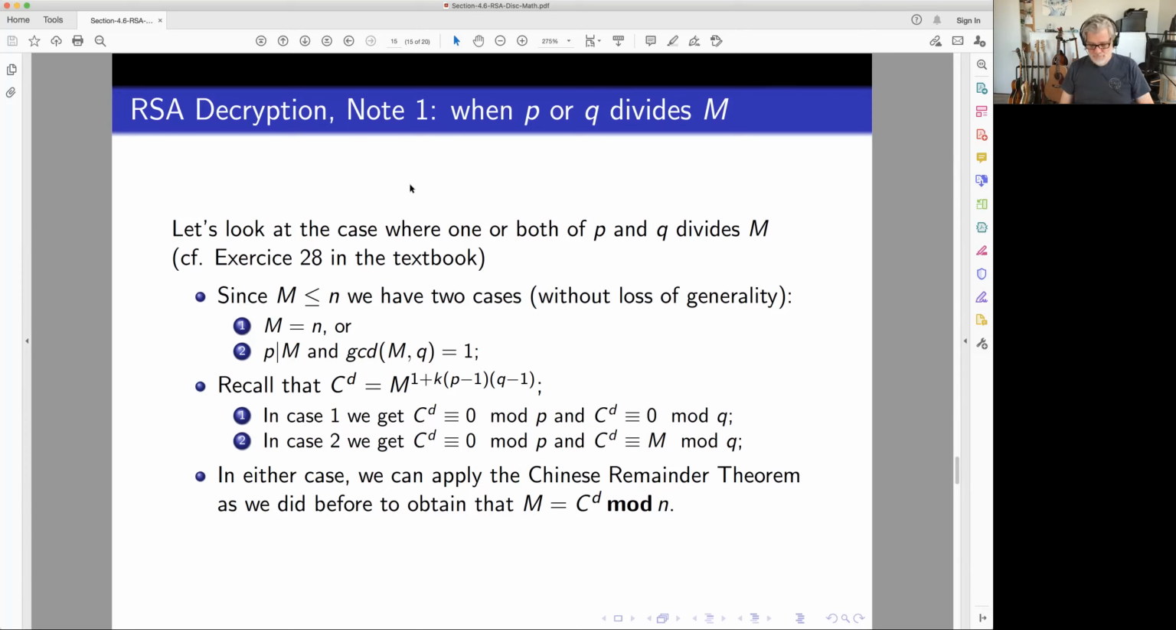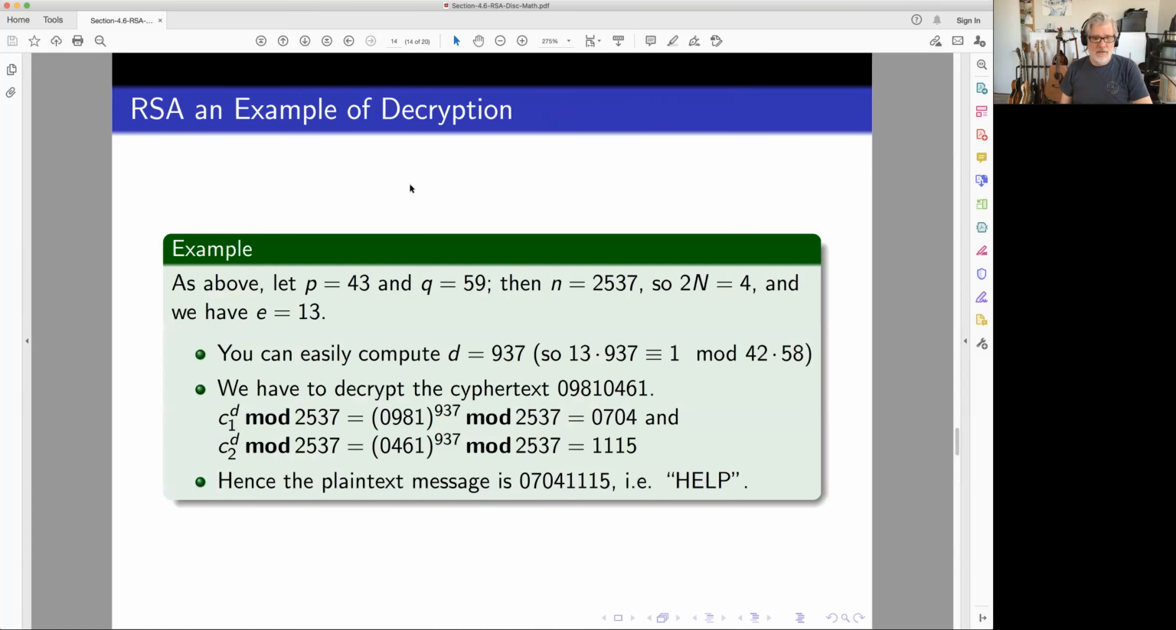That's all. Okay. So I'm going to go back to my little example here of decryption. Same primes, 43 and 59. N is 2537. Length of blocks is 4. And we had E equals 13. So you can easily compute. You could do this by hand, no problem. It's quick. You can find D equals 937. So what is D? It's an inverse of E mod P minus 1 times Q minus 1.